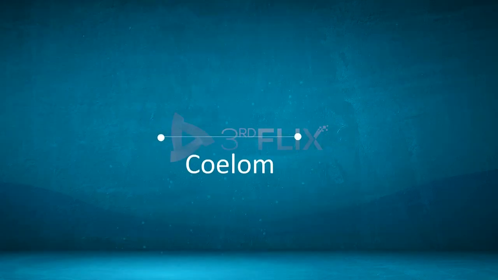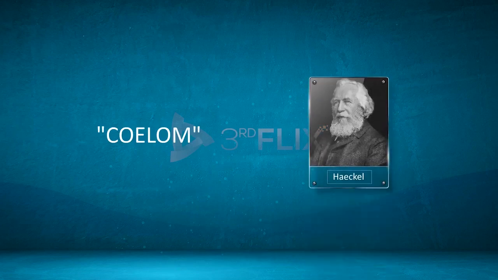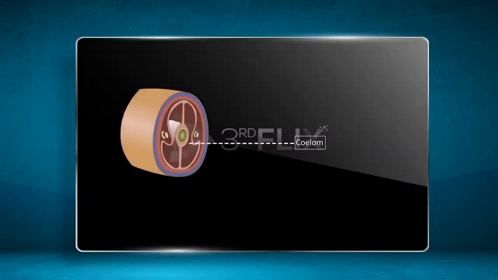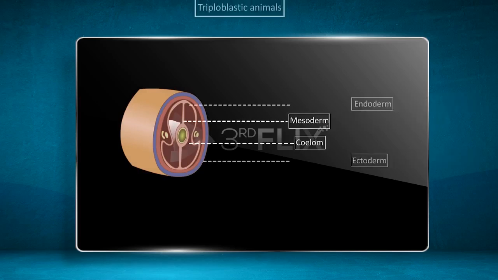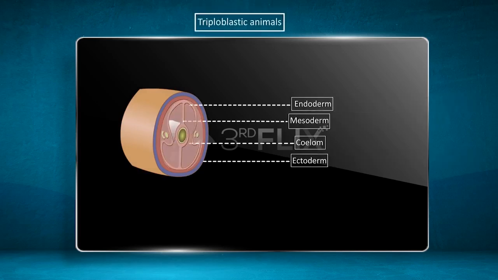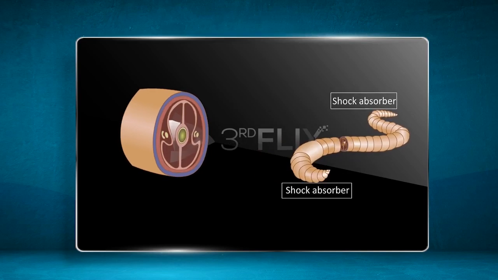Coelom. The term coelom was coined by Haeckel. Coelom is a fluid-filled cavity that is developed within the mesoderm of triploblastic animals. The fluid-filled body cavity protects visceral organs by acting as a shock absorber.